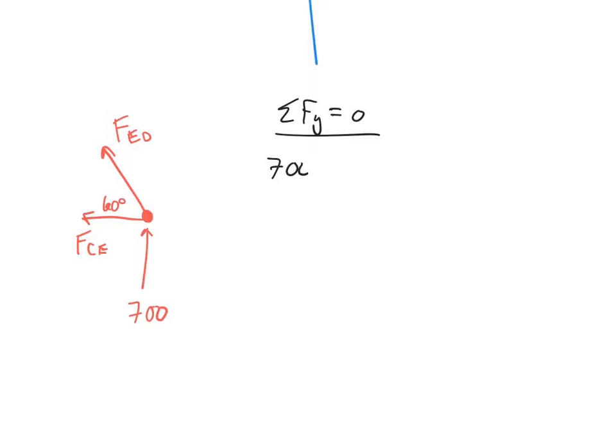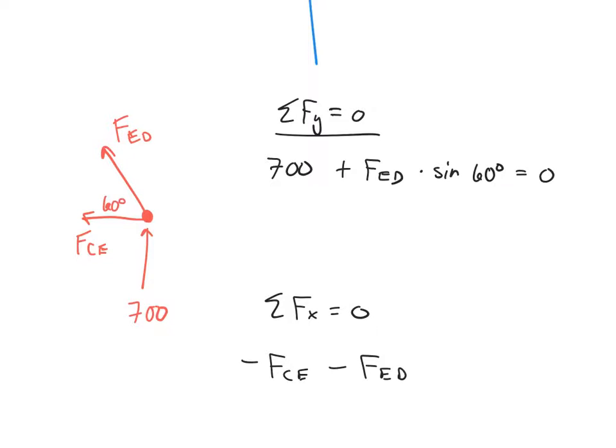I've got 700 acting up. I've got FED times the sine of its angle. That equals 0. Why is FCE not included here? It's only acting in the x. So in the x direction, I've got negative FCE minus FED cosine 60 degrees equals 0.